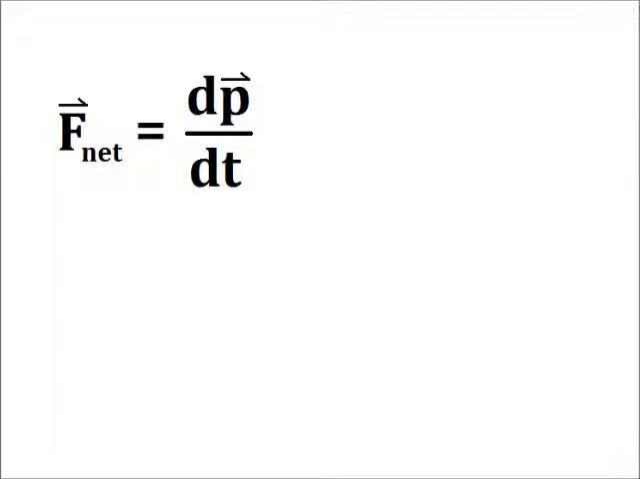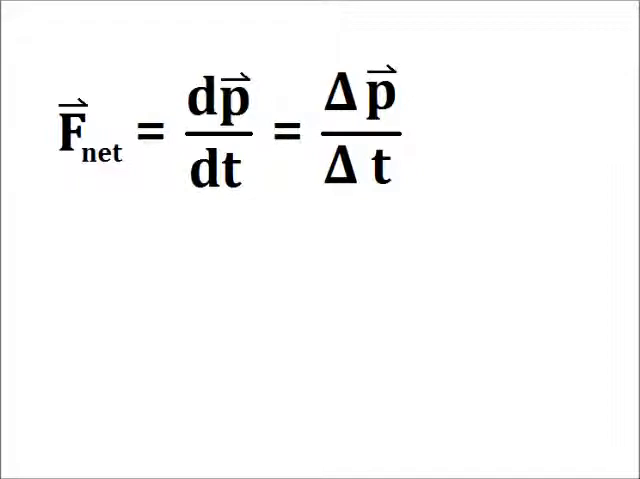This is Newton's second law. F net is equal to dp dt, which is equal to the change in momentum divided by the change in time. Now that we have calculated velocity, we can find momentum and use this to find the net force on the star.